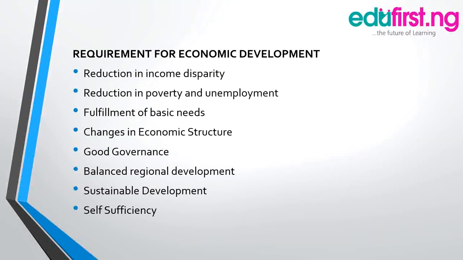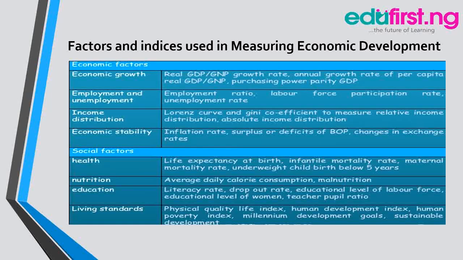Now, what are the requirements for economic development? First, we need to reduce income disparity, reduce poverty and unemployment, fulfill our basic needs, change the economic structure of the country, good governance, balanced regional development, sustainable development, and self-sufficiency.